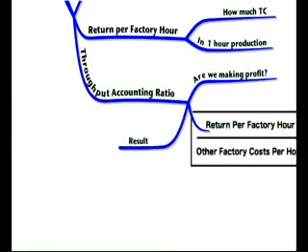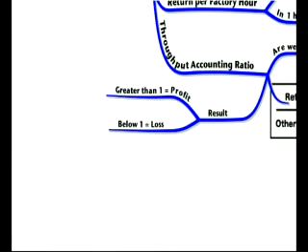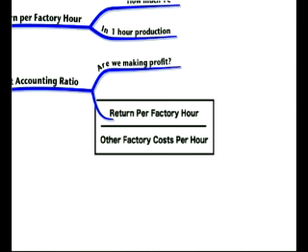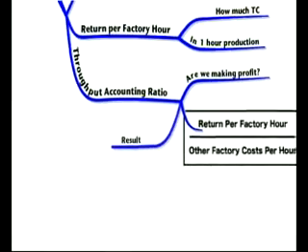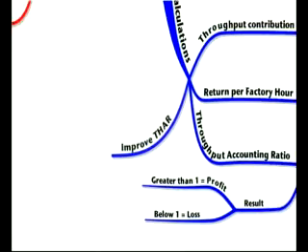So the result of your throughput accounting ratio will be around 1. So if it's greater than 1, that means you're making a profit. If it's less than 1, you're making a loss. So if you think about this little calculation here, the return per factory hour will be your throughput contribution. So if that is greater than all of the other factory costs, that will give you a throughput accounting ratio greater than 1, i.e. you're making a profit. And that's all the throughput accounting ratio is trying to tell you. So the result is greater than 1, you get a profit, less than 1, you make a loss.